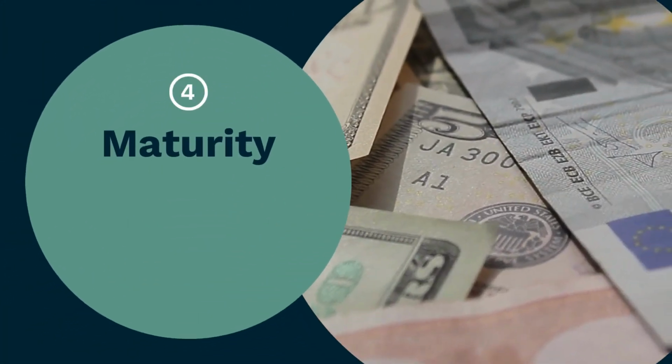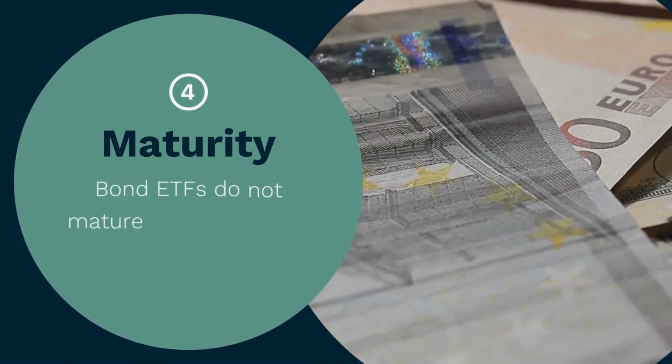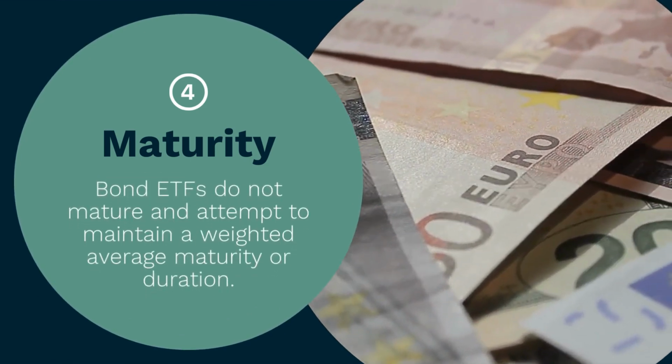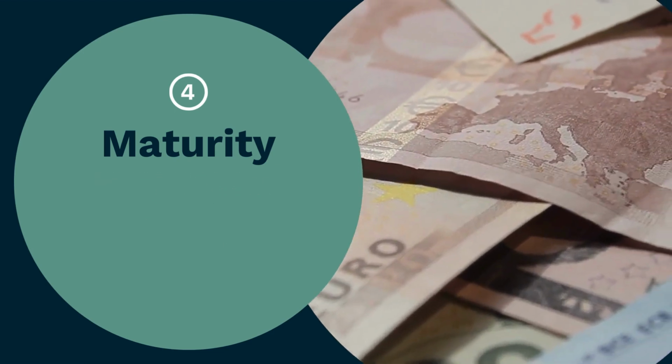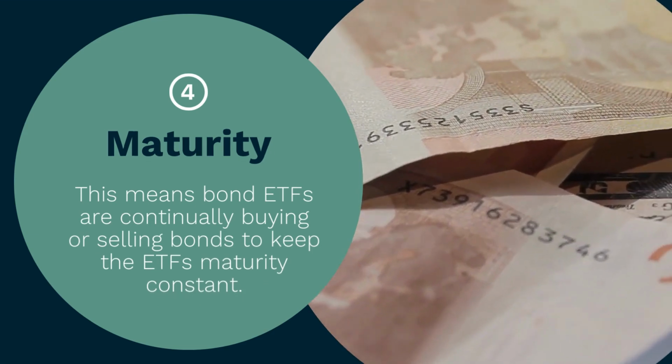Maturity. Bonds have a fixed target date at which they mature. Bond ETFs do not mature and attempt to maintain a weighted average maturity or duration. This means bond ETFs are continually buying or selling bonds to keep the ETF's maturity constant.